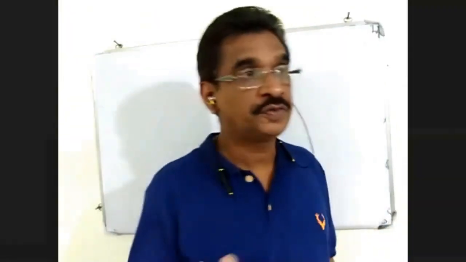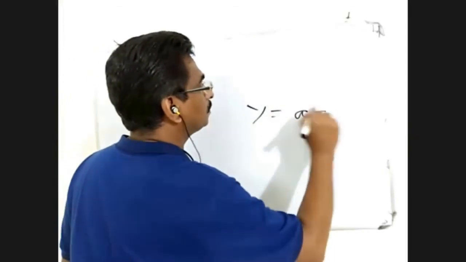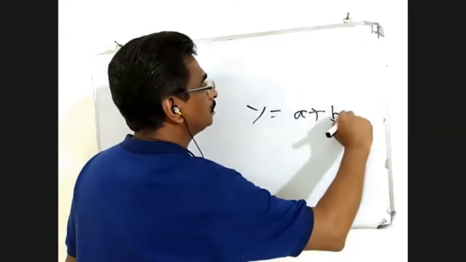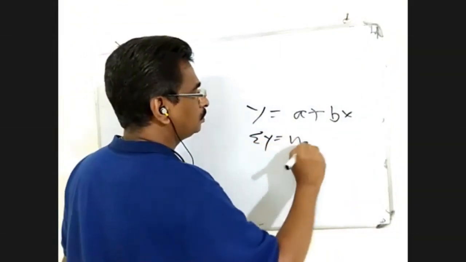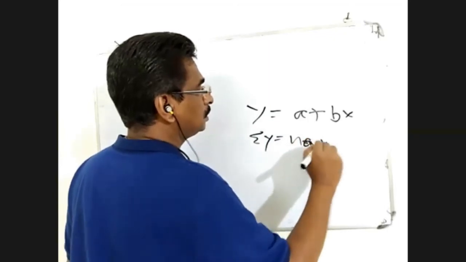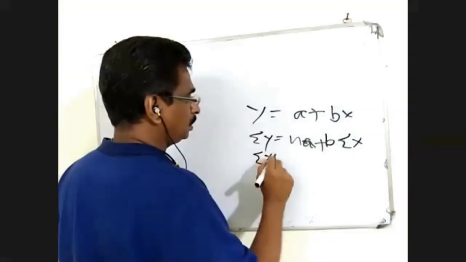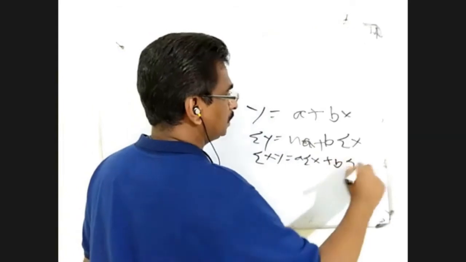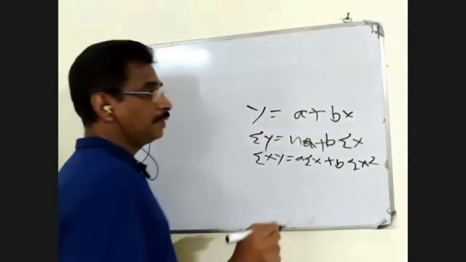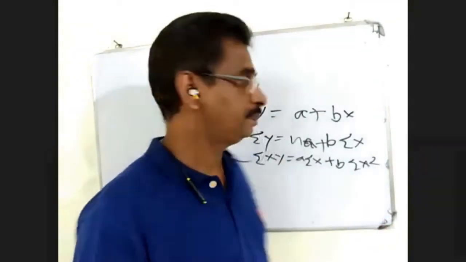Last day we discussed how to fit a straight line of the form y is equal to a plus bx. The normal equations are sigma y is equal to na plus b sigma x, and sigma xy is equal to a sigma x plus b sigma x squared. We completed the problem.